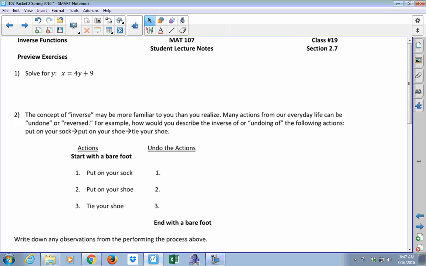Part of the ideas behind creating the preview exercises is sometimes to review the skills you may have learned earlier that we'll be using today. And sometimes it's a way of introducing you to the concepts behind what we're going to look at today. So notice the topic for today is inverse functions. We're going to spend 2 days on inverse functions.